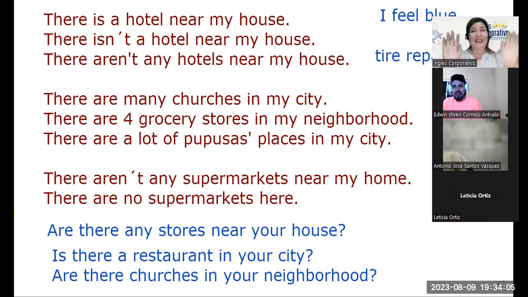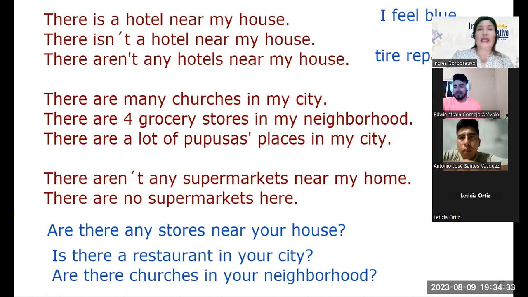You see, Edwin, we never know. Good examples, Leti. Edwin, give me your examples. There are three stores in my neighborhood. There is a gym near my house. There are a lot of schools in my city. Don't swallow the "of," right? It's very common. There are a lot of schools near my city.